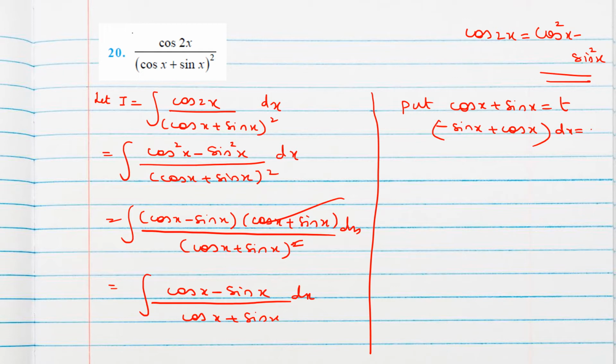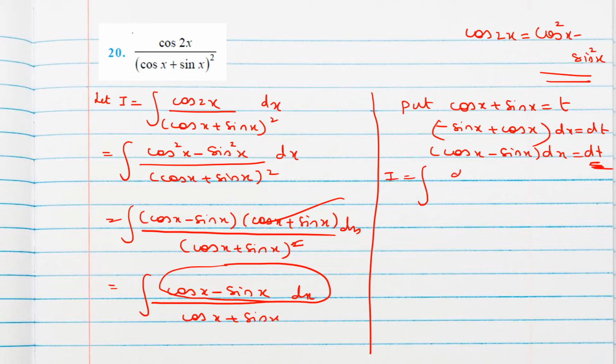dx is equal to dt, which is the numerator, because cos x minus sin x we can write as the numerator part. So instead of the numerator we can write dt only, divided by the denominator, which we supposed as t. The integral of 1 by t will be log of mod t plus c. So finally the answer we can write as log of mod cos x plus sin x plus c.